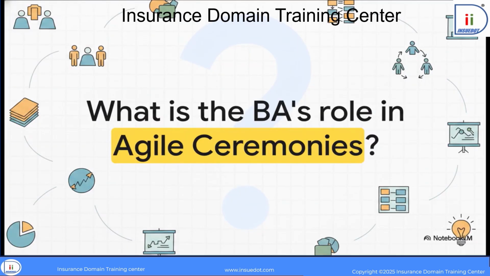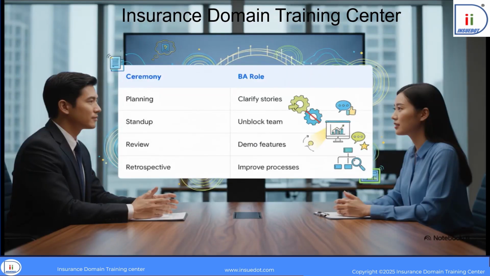I couldn't agree more. All right, for my final assessment question today. Beyond just writing and prioritizing these stories, what is your specific role as a business analyst during the actual Agile ceremonies? As a BA, I view myself as the continuous bridge. During sprint planning, I'm there to clarify the user stories and answer immediate questions from the developers. In the daily stand-up, my job is to help unblock the team by providing rapid requirement clarifications. During the sprint review, I actively step in to help demo new features and gather crucial stakeholder feedback. And finally, in the retrospective, I champion process improvements, particularly focusing on how we can refine our requirements gathering for the next round.